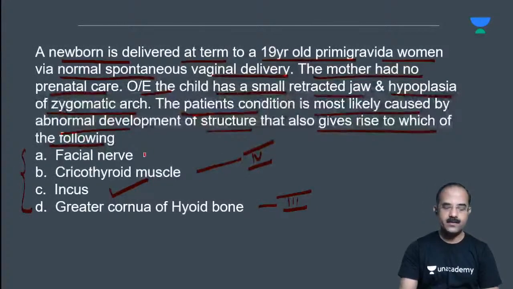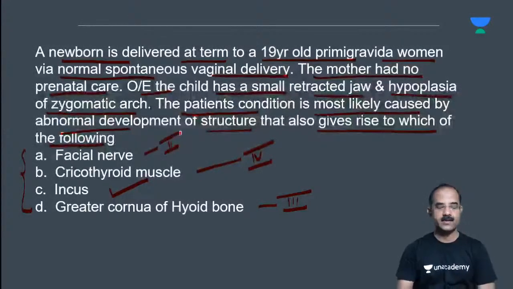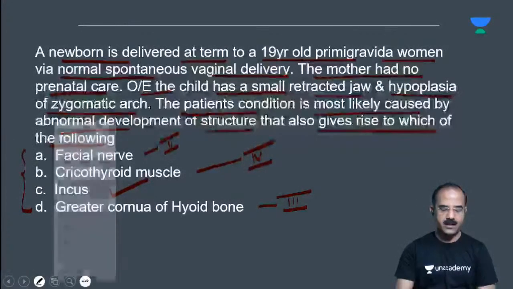Okay, the facial nerve is a derivative of the second pharyngeal arch. Second. Okay, I'll just make this slide for you. Have a look.